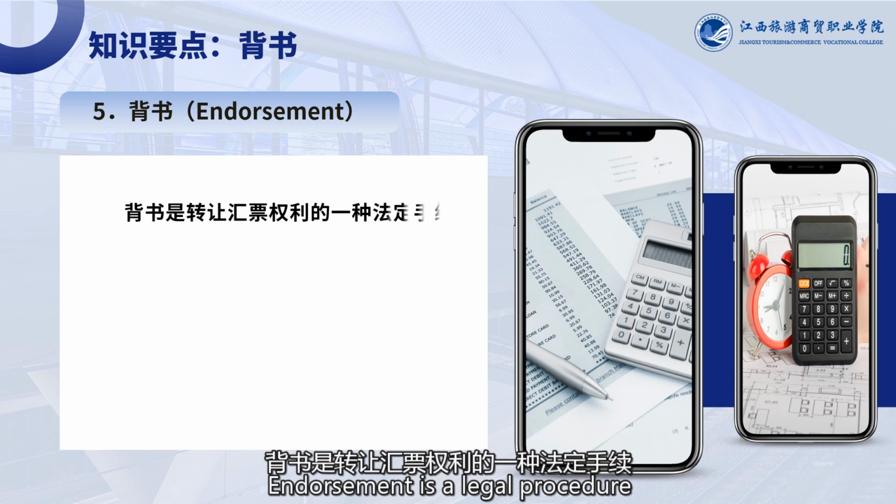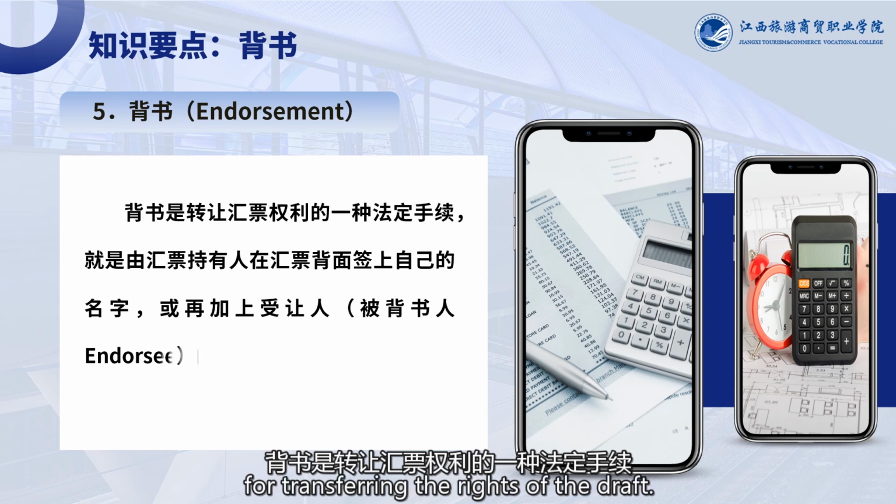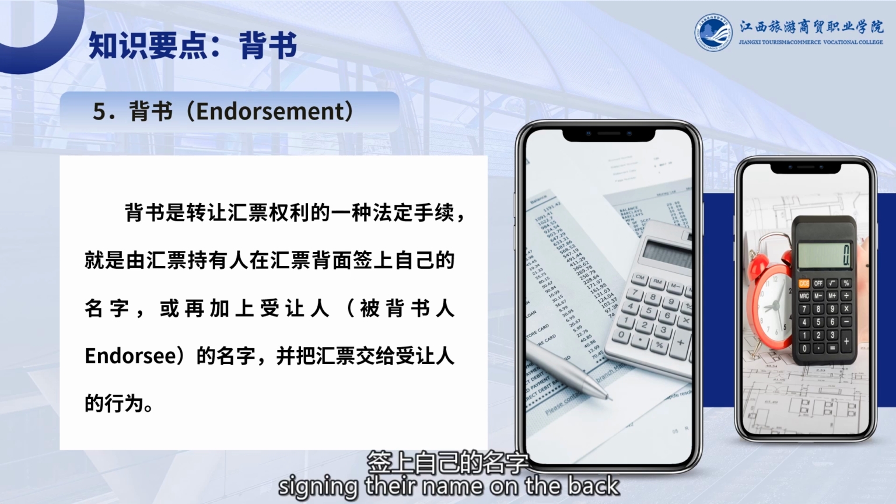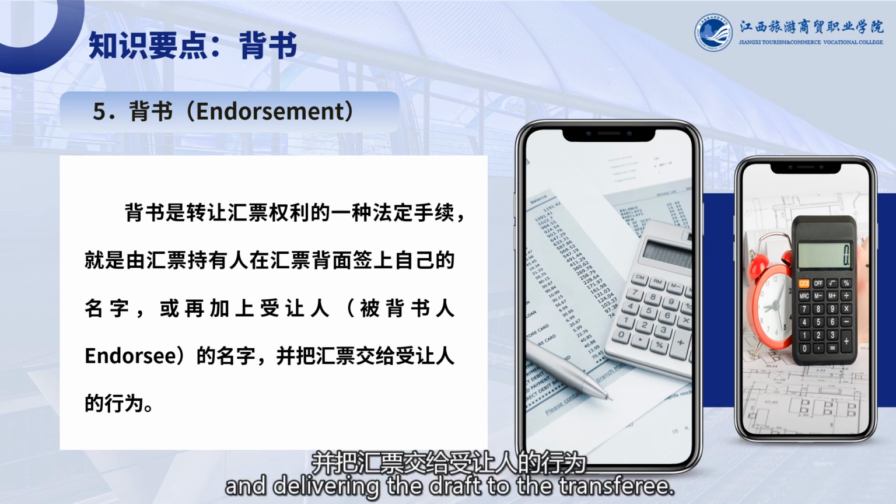Endorsement is a legal procedure for transferring the rights of the draft. It involves the holder of the draft signing their name on the back or adding the transferee's name and delivering the draft to the transferee.